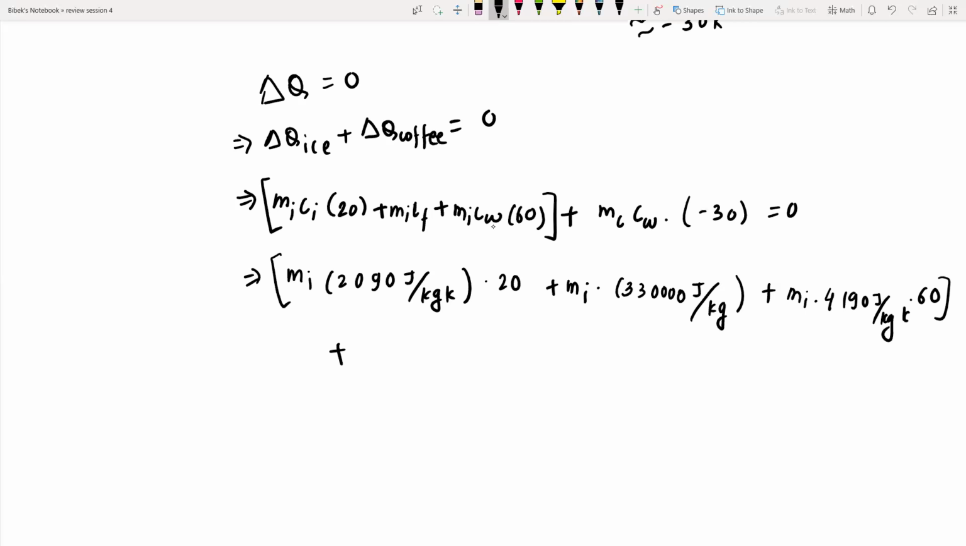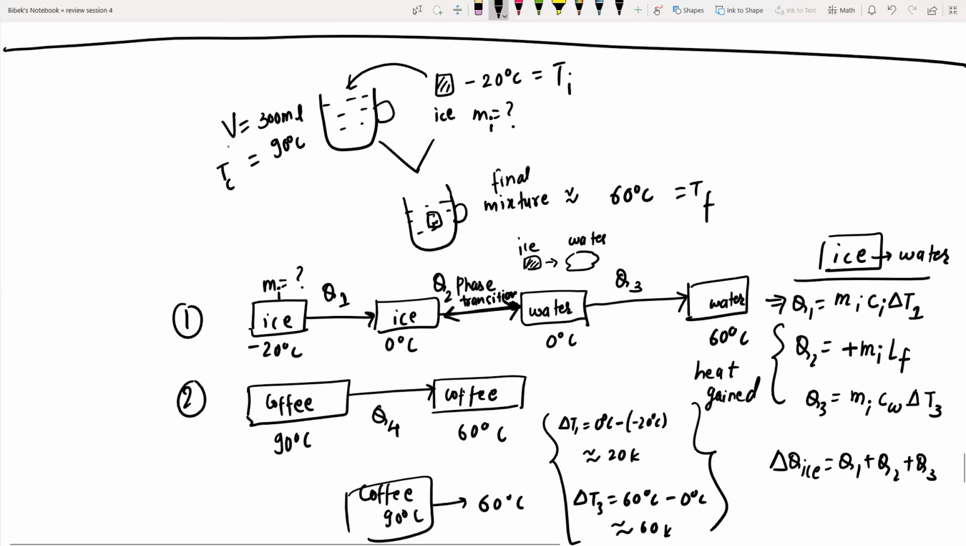Plus, what was your mass of the coffee? The mass of the coffee wasn't given to you. You were given the volume, right? The 300 milliliters volume. And if you look here, the volume will be 300 centimeter cube, because 1 ml is equal to 1 centimeter cube.